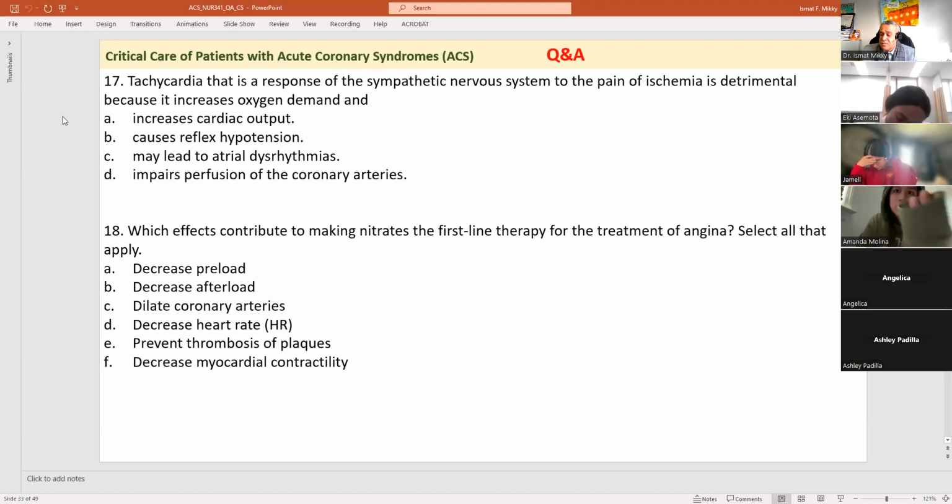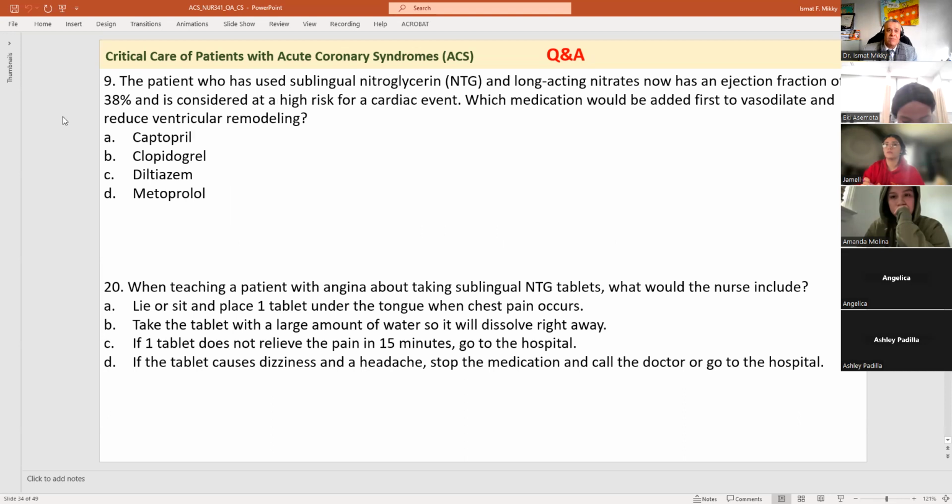And it would also dilate coronary arteries. Yes, that's definitely the main function of nitrates: it will dilate coronary arteries, and eventually that dilatation leads to the decrease in preload and afterload. And 19.